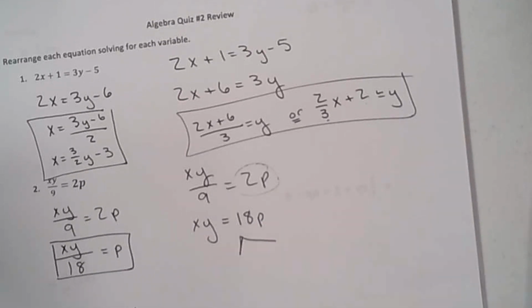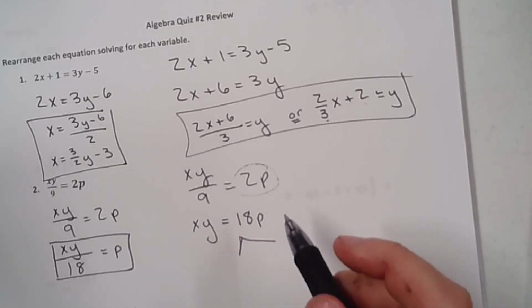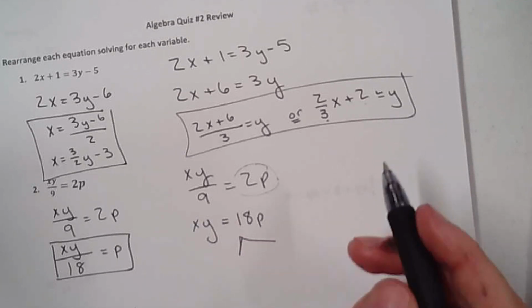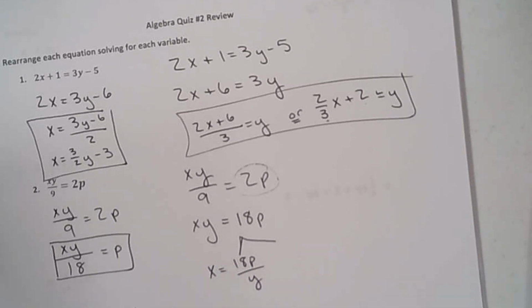Now let's get x on its own. You'll notice that from here we can get x or y pretty easily. So if we get x on its own, we need to separate it from the y, right? So we're going to divide by y. So we get x equals 18p all divided by y.